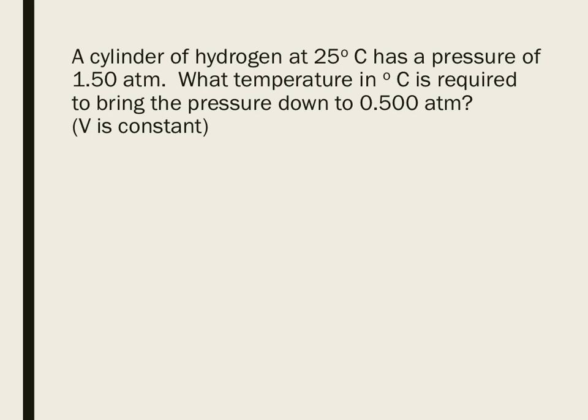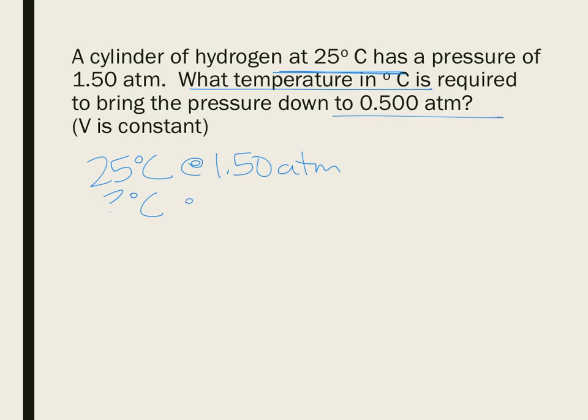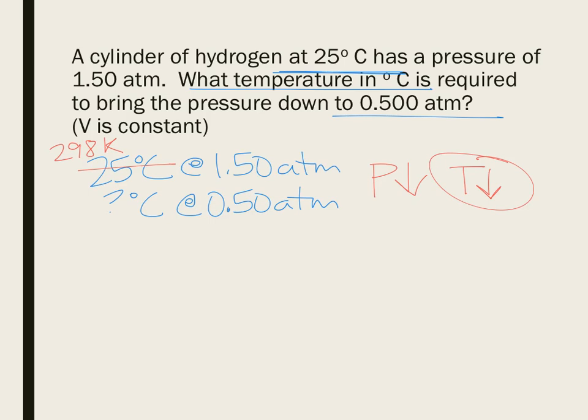All right, finally our last Gay-Lussac's law problem. A cylinder of hydrogen at 25 degrees C has a pressure of 1.50 atmospheres. What temperature in degrees C is required to bring the pressure down to 0.5 atmospheres? First and foremost, always, we're going to change Celsius to Kelvin. We cannot use Celsius in a math problem ever. Then I'm going to notice that pressure is going down, which means temperature should also go down. Pressure and temperature are directly related. And then I'm going to plug it in.